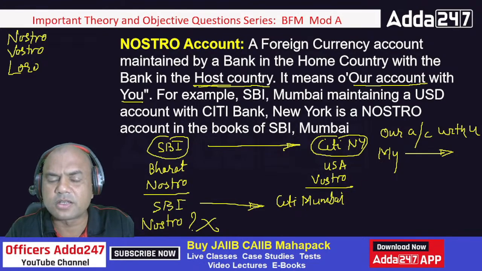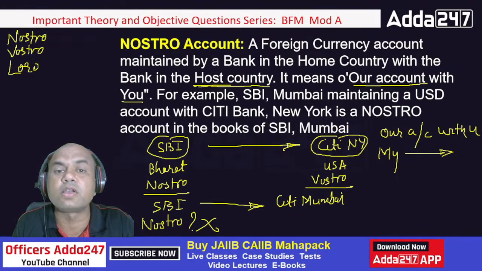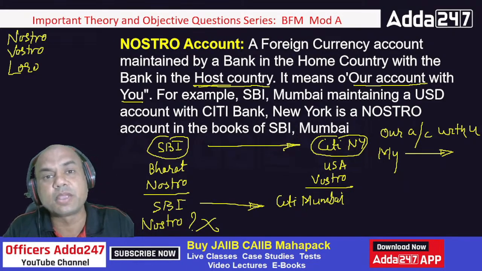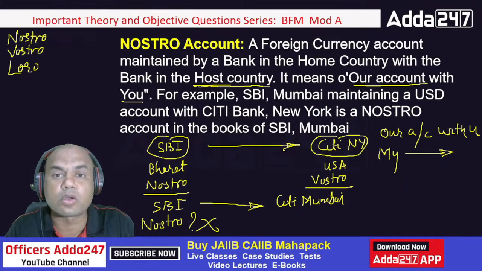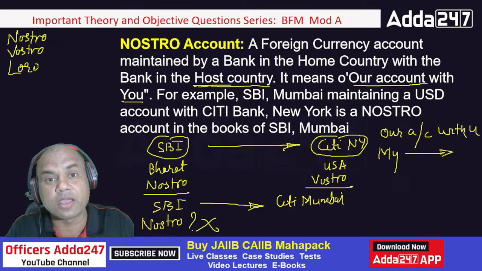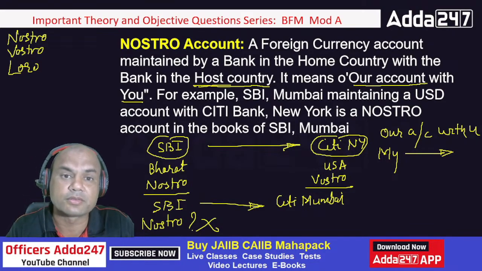It will be called as Nostro. Why? Because it's in a different country. Although, remember, SBI India and SBI New York are different banks as per the international standards. Banks in different countries are different banks, even though they might have the same name, same parent company.